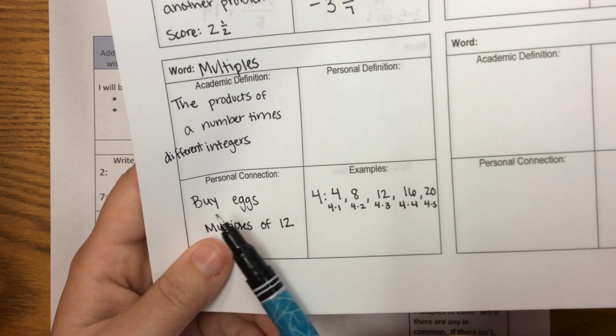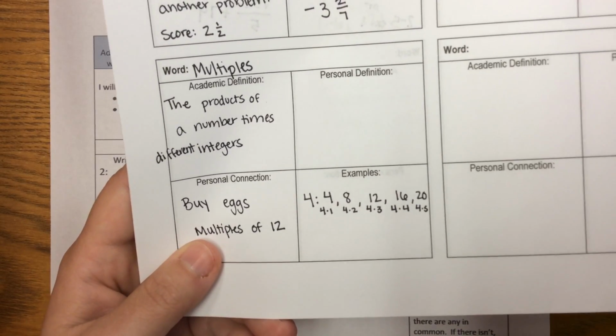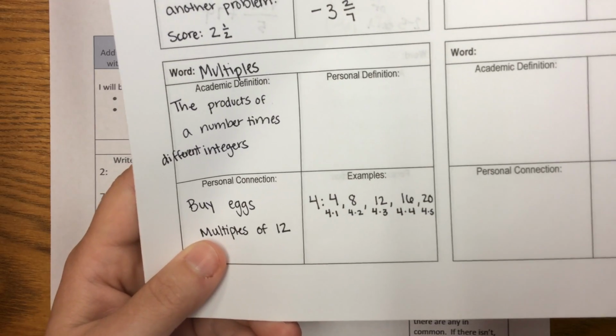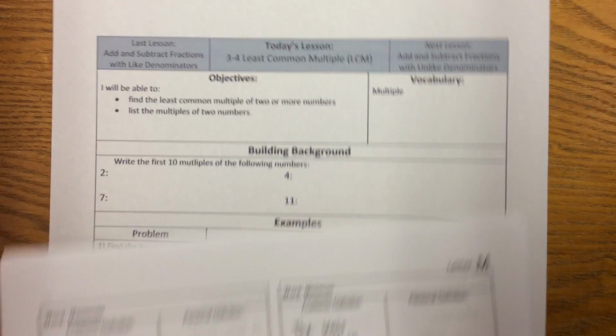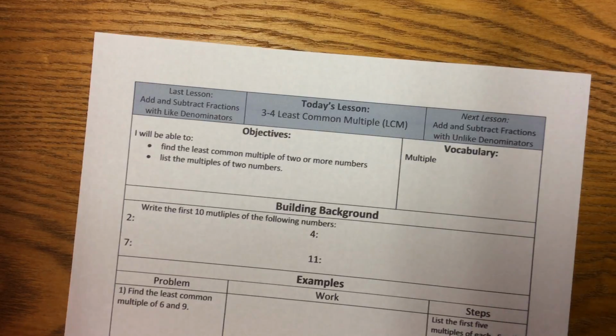So a personal connection would be when you buy eggs, you have to buy them in cartons. So you always have to get them in multiples of 12. You have to get 12, 24, 36, or 48, because you have to buy them in the cartons. Okay, and that's it for the vocabulary. Isn't that nice? Okay, so we're going to build background.